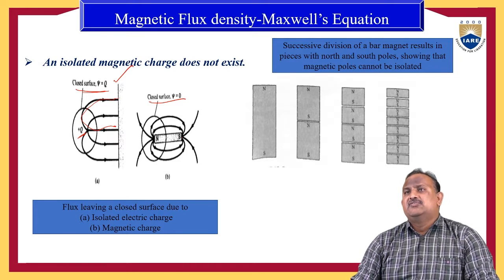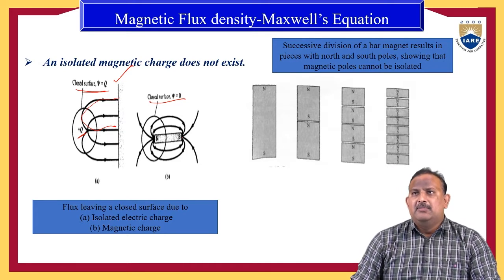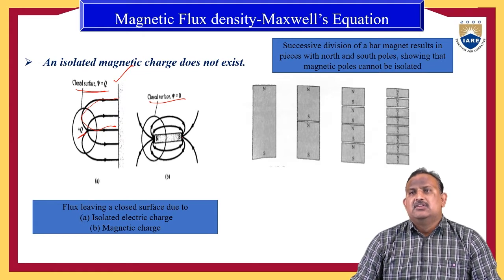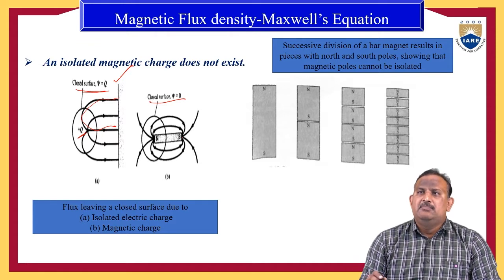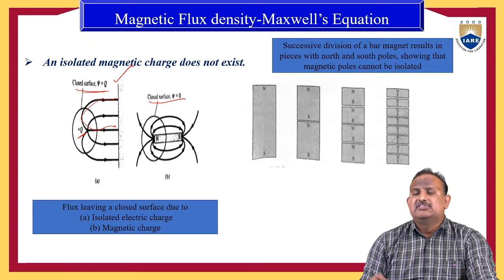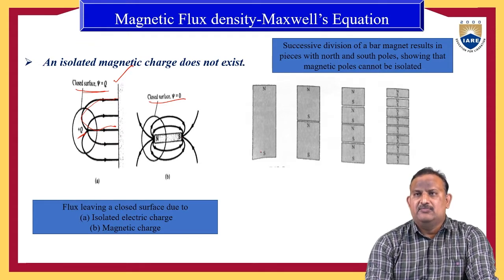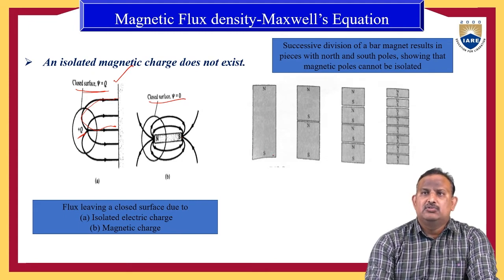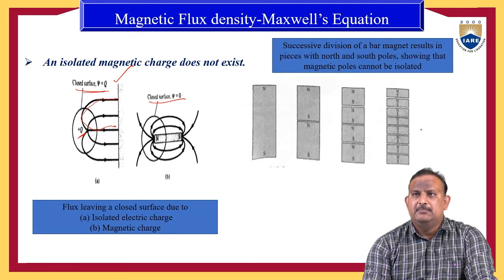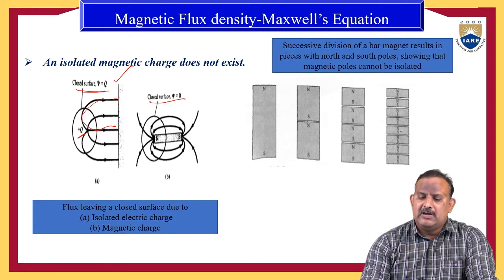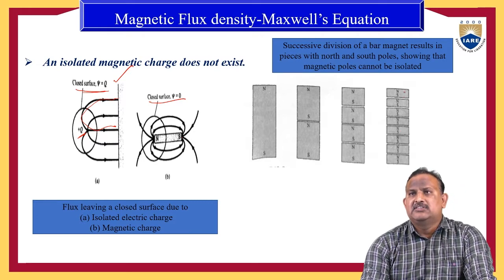So here we can observe the successive division of a bar magnet. Dividing a bar magnet results in pieces with north and south poles, showing that the magnetic poles cannot be isolated. The first one is the total magnet, which has south and north poles, and is divided into 2 parts, then 4, then 8 parts. In each and every part, we can observe that there is a north pole and a south pole.